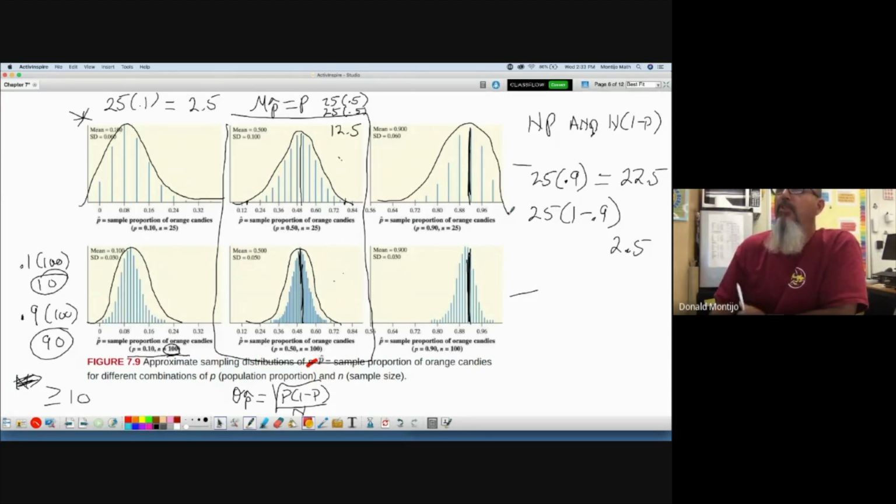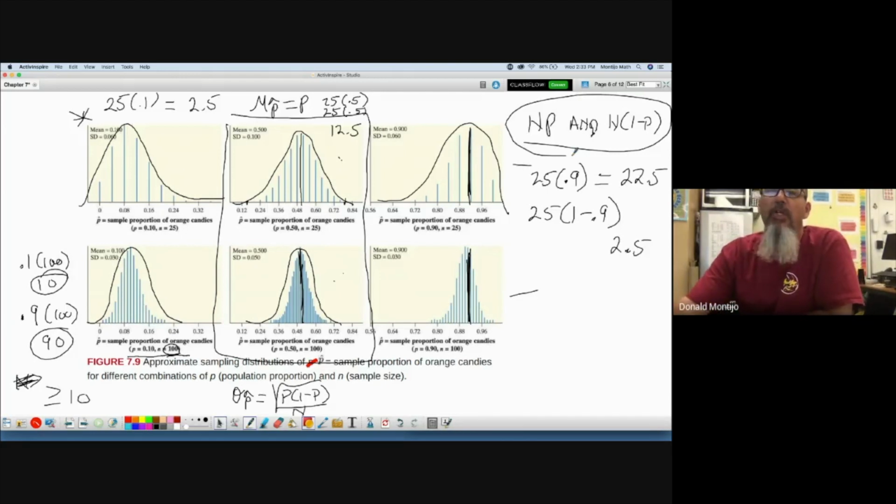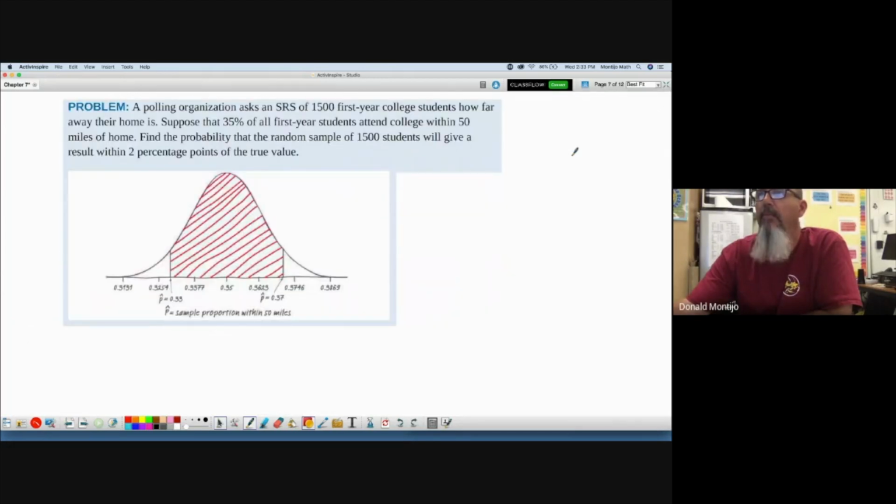What happens to my spread? Well, as n gets bigger, my spread gets smaller. How do I know if it's going to be normal? Does it meet the rule, n times p and n times 1 minus p both greater than or equal to 10? All right, so sampling distribution seems pretty easy. The formulas aren't crazy. There's not a whole bunch of calculations, but conceptually, it's super important that we understand what's happening here. Okay, so let's look at an example.